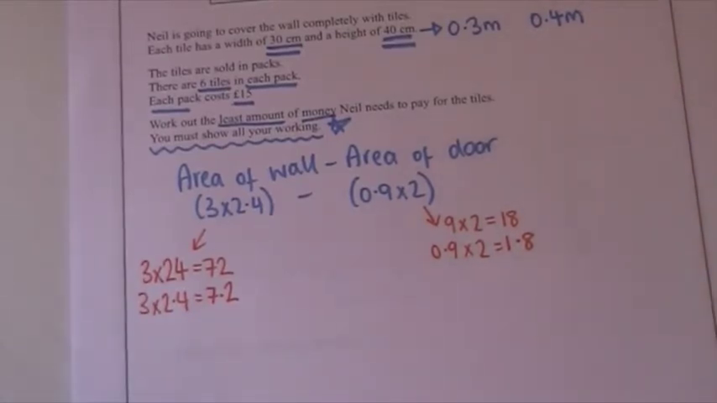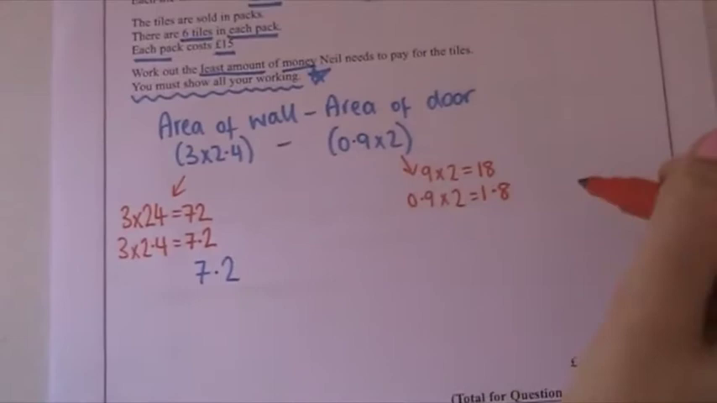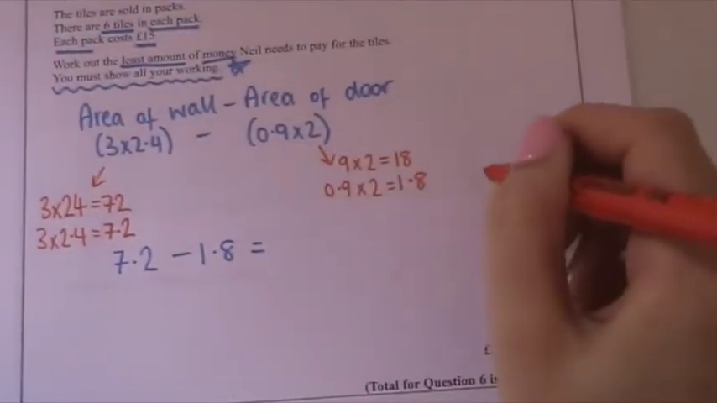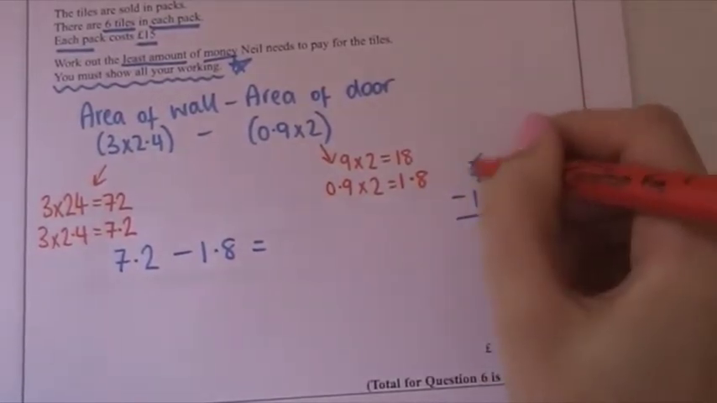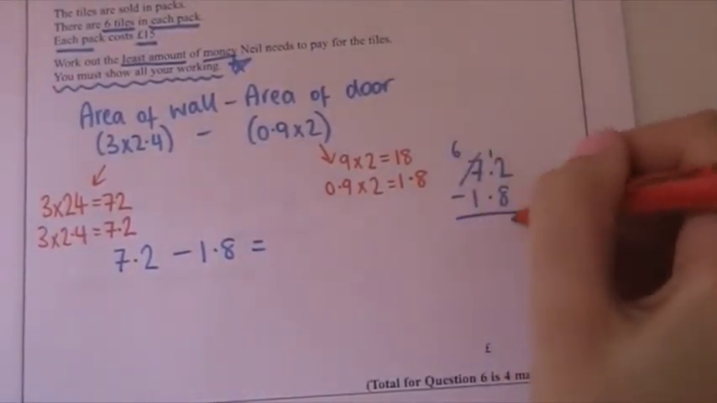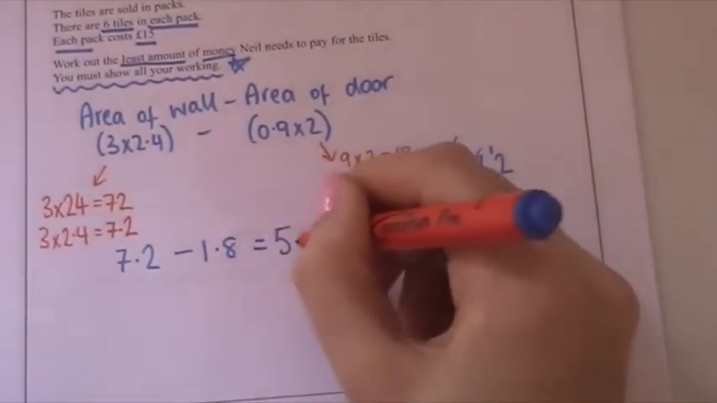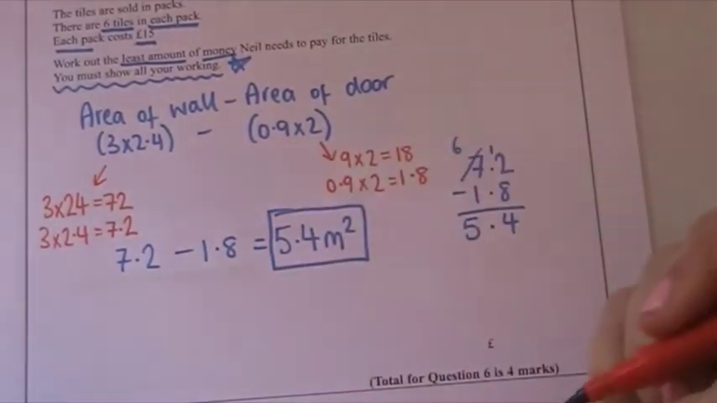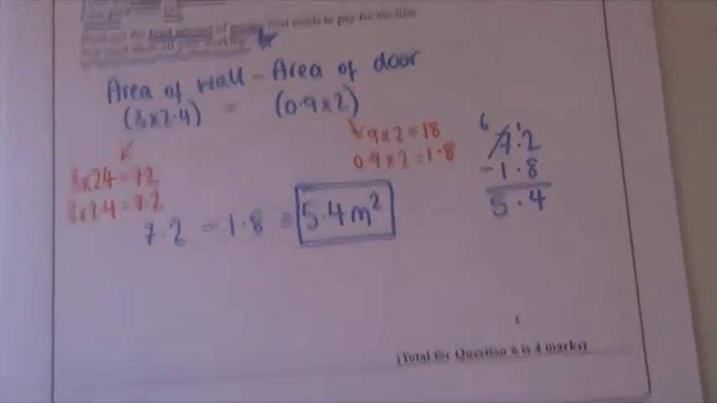So in which case, my area of wall, I've got 7.2, and I'm taking away 1.8. So we've got 7.2 minus 1.8. 12 minus 8 is 4. 6 minus 1 is 5. So the total area that we're going to be covering is 5 metres squared. So we've got the area of our wall that we're going to be decorating.